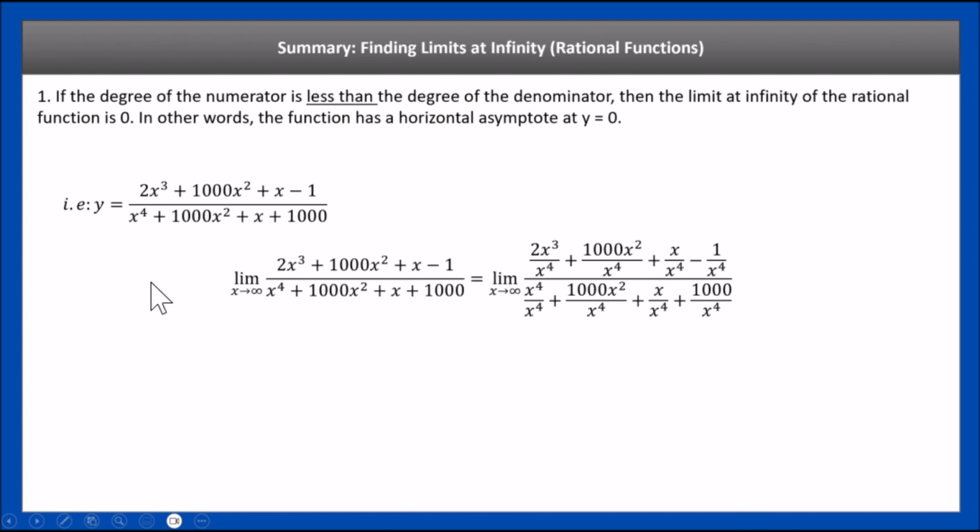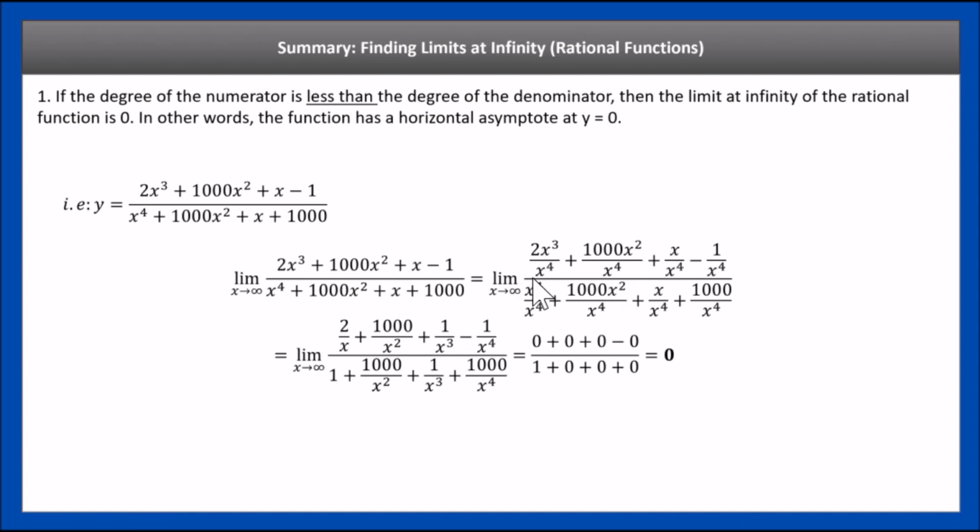If we divide by the highest power of x for the denominator, that's x to the 4th power, we're going to divide everything by that. And so a lot of these cancel out, right? Leaving us with this simplified fraction. The 1 for x to the 4th cancels out, 2 of these cancel out, 1 of these cancels out, and so on and so forth. But then if I plug in infinity, we notice that anything that has x in the denominator goes to 0, because a constant over infinity is 0. And we're left with 0 over 1, which is just 0. So we've shown that we have a horizontal asymptote at y equals 0 if the degree is less for the numerator.